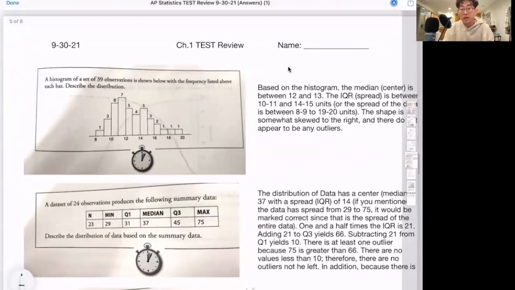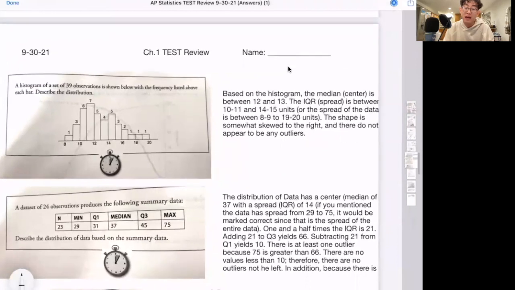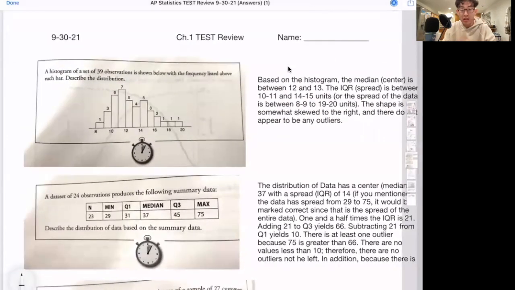This was the open-ended question. Rather than me writing it and giving you very bad handwriting, trying to read my handwriting, I'd rather just have it typed. So here I asked you to describe the distribution.